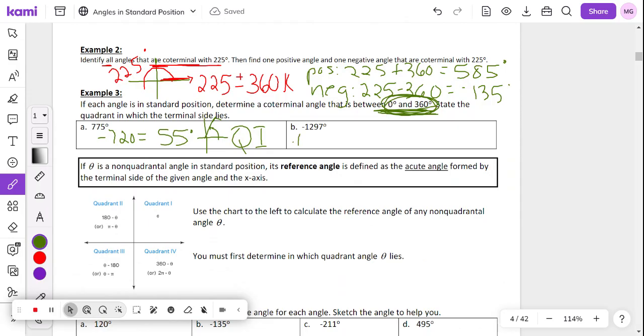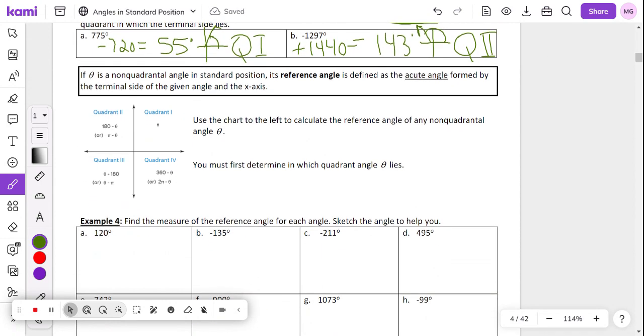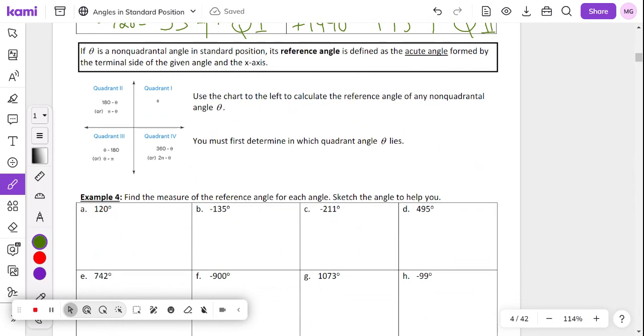So we're going to add 1,440 degrees, which would leave us with a 143-degree angle. That's an angle between 0 and 360 that is coterminal with negative 1,297 degrees. And where does that land? If you think about it, it would land right there in quadrant 2. So we're definitely going to need some practice with that.